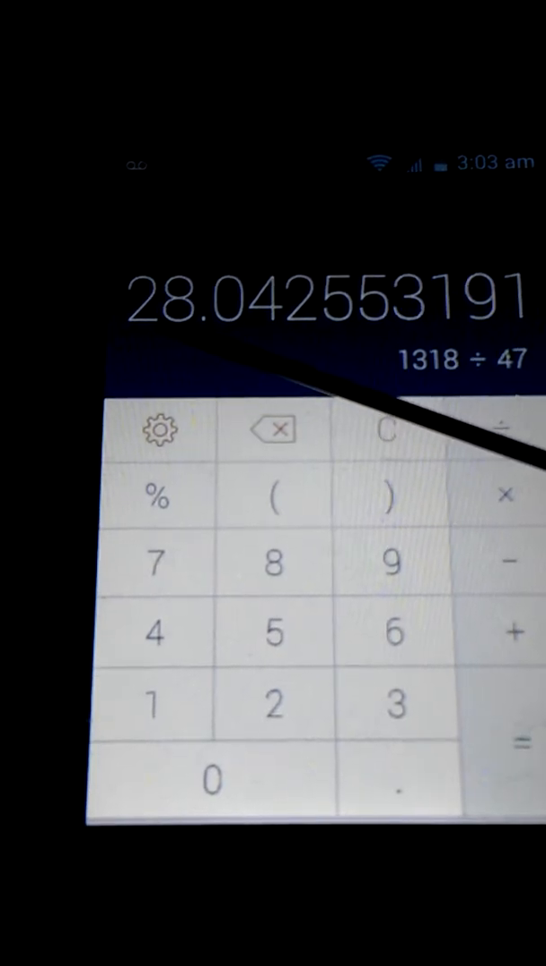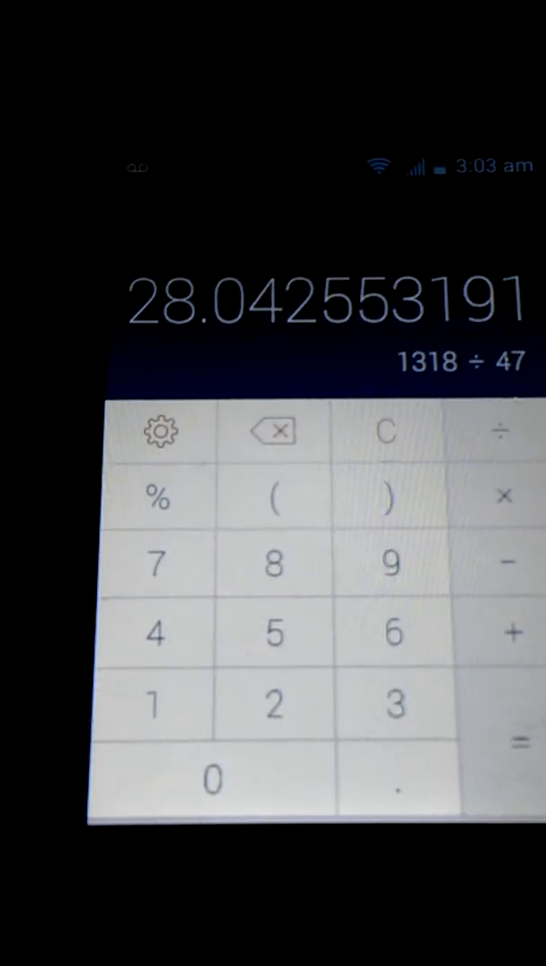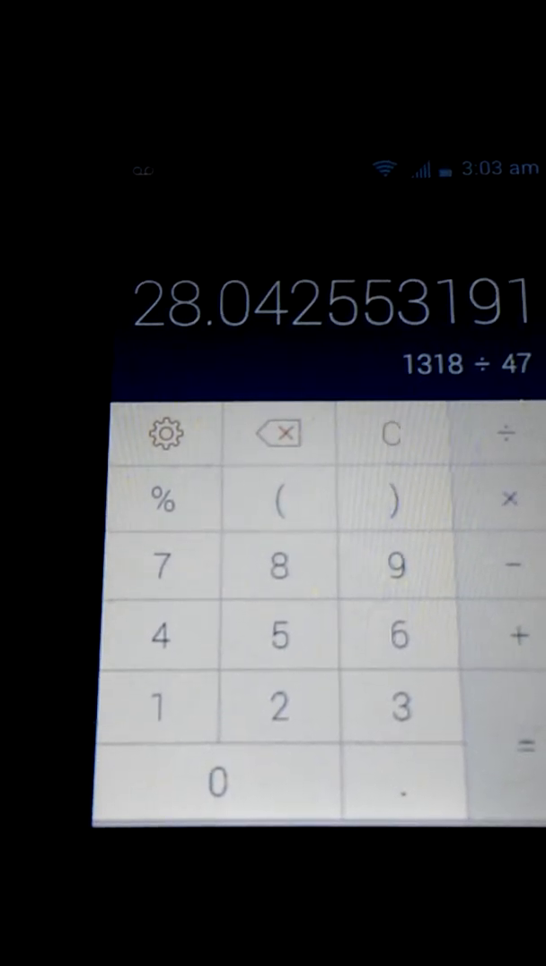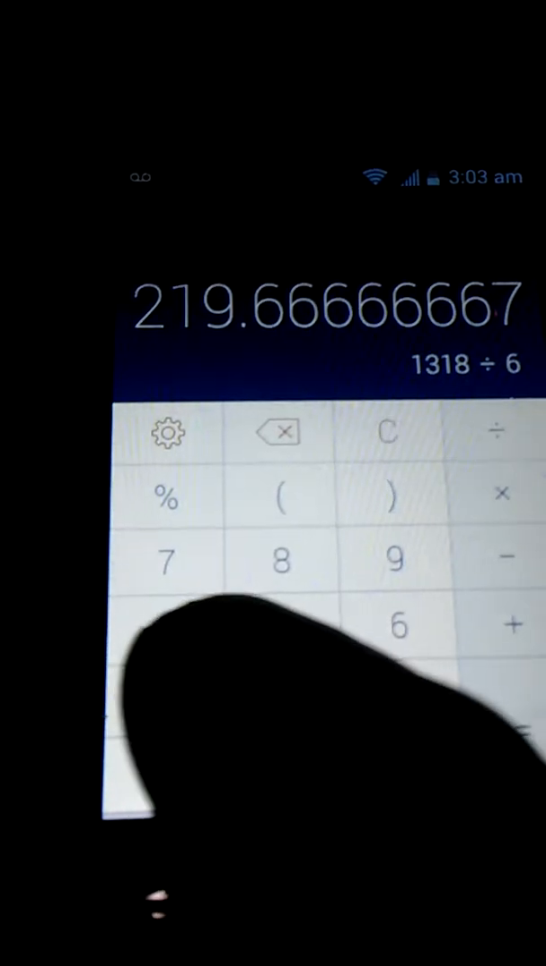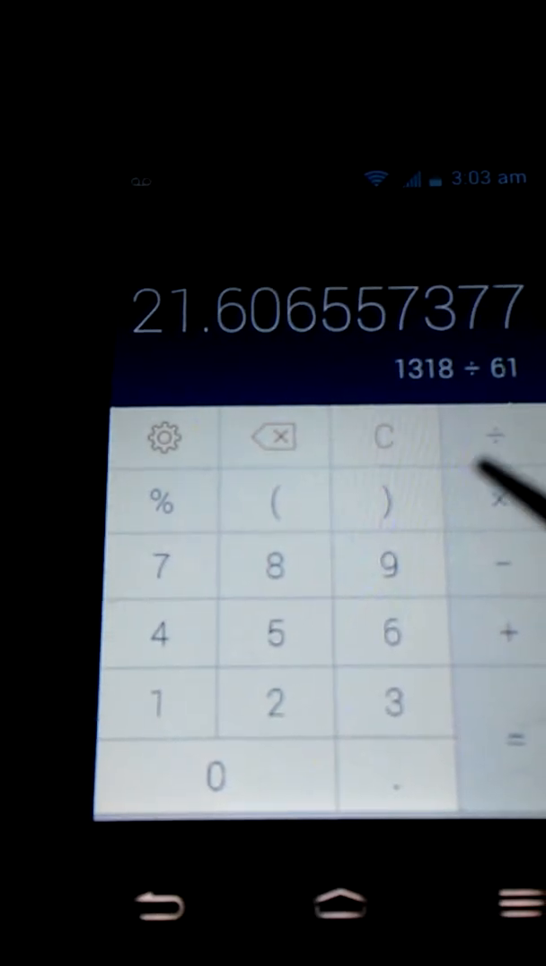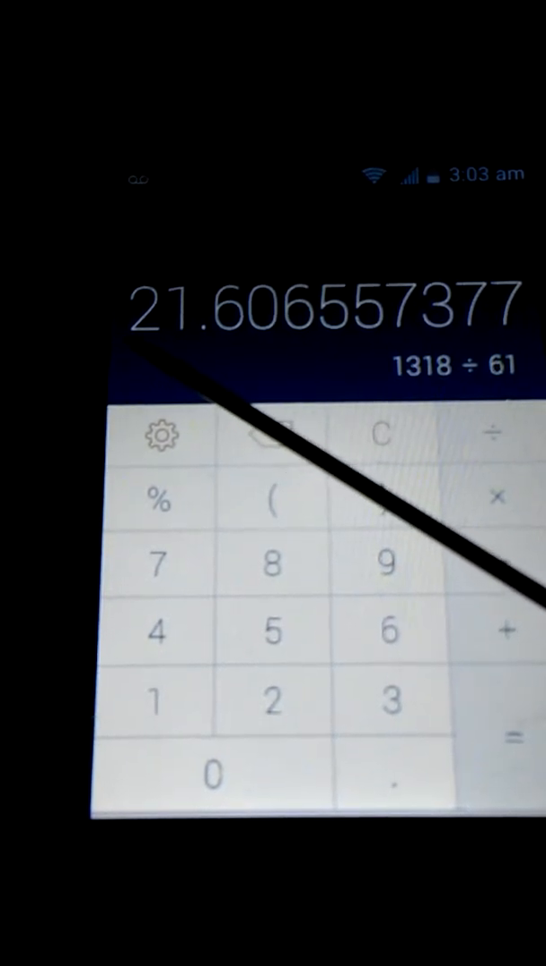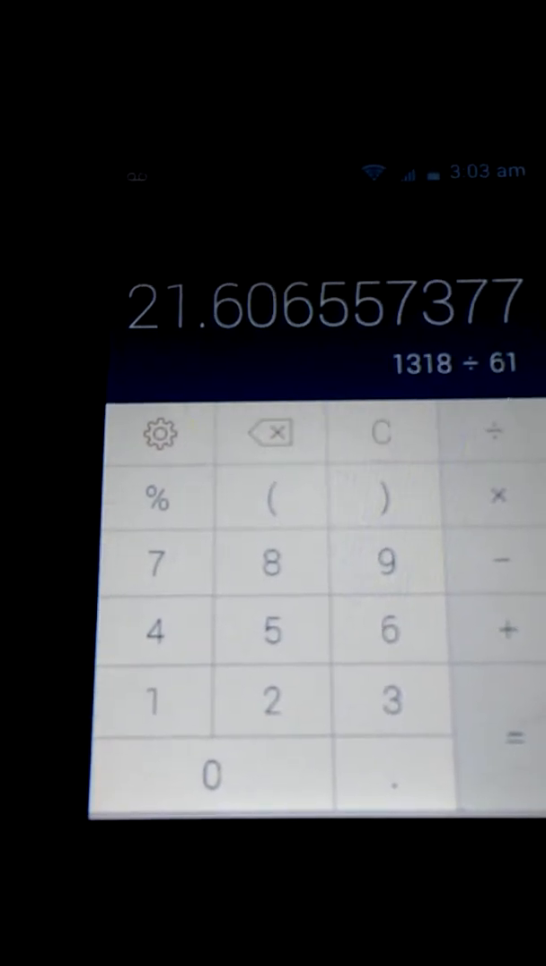2 times 8 is 16. Your height in reverse is 6'1". That's why when you take 13:18 divided by your height, it shows the day you were born, 216.